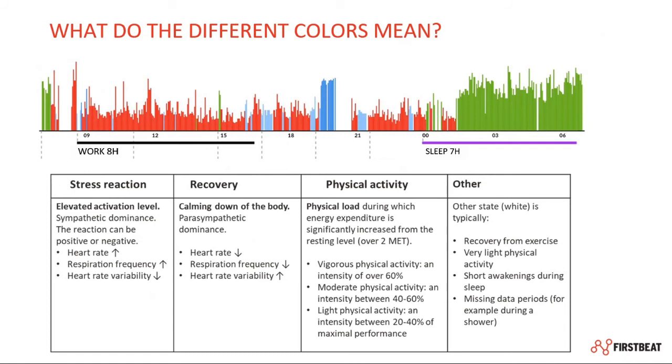Heart rate is elevated, respiration frequency is elevated, and heart rate variability is low compared to that person's baseline. And recovery means calming down of the body, and that's when the parasympathetic nervous system is dominant. Heart rate is lower, respiration rate low, and heart rate variability is high, again compared to that individual's baseline.